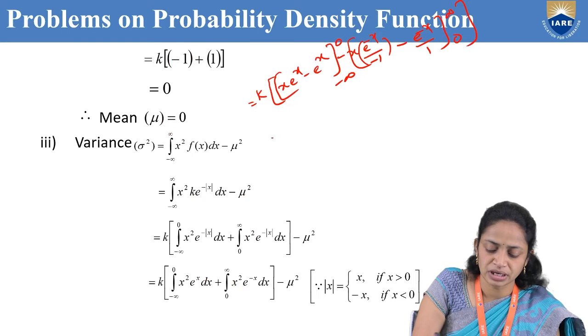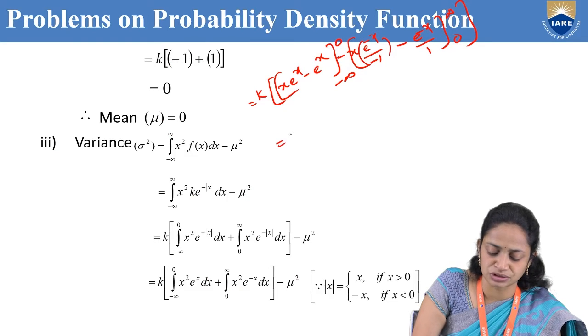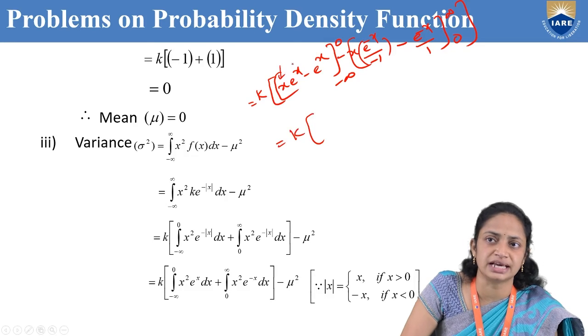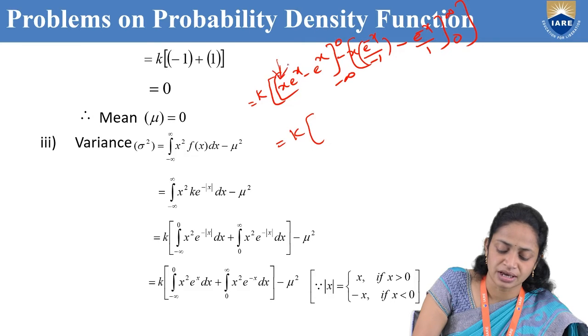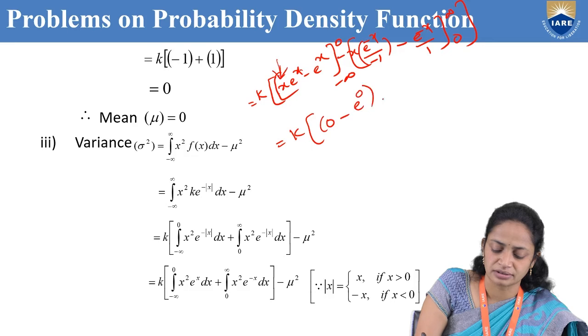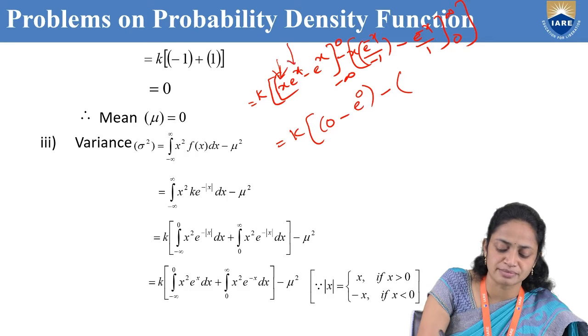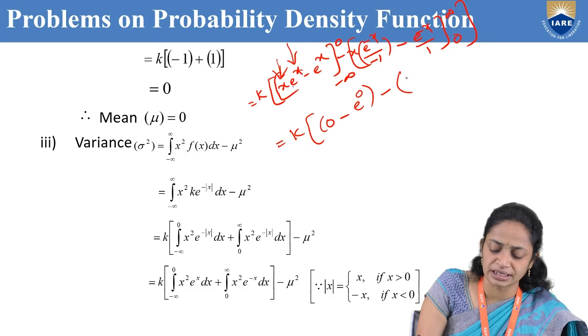Before the next step, I am substituting the upper limit. So k into the upper limit, which is 0, and 0 into anything is 0. Minus e power 0 is 1. Okay, now the lower limit. For the lower limit, e power minus infinity is 0, and 0 into anything is 0. Minus the lower limit, e power minus infinity is 0. Okay, so this is our first case.